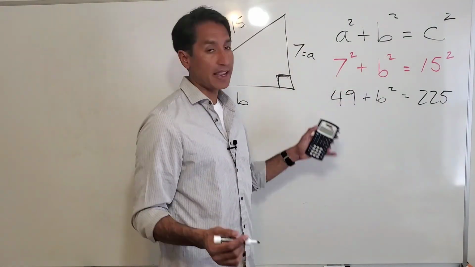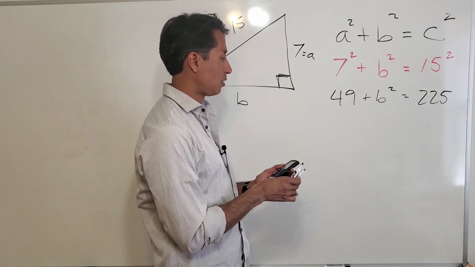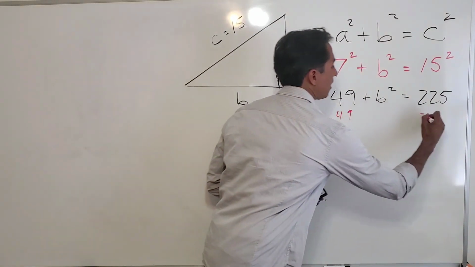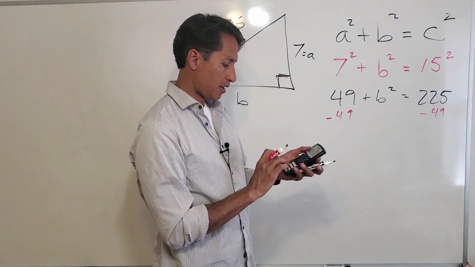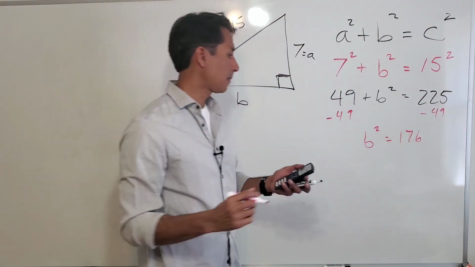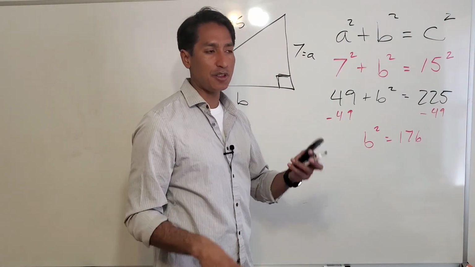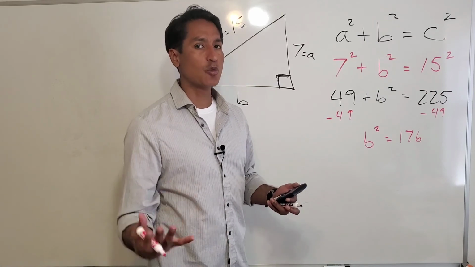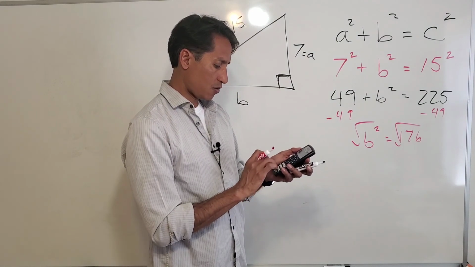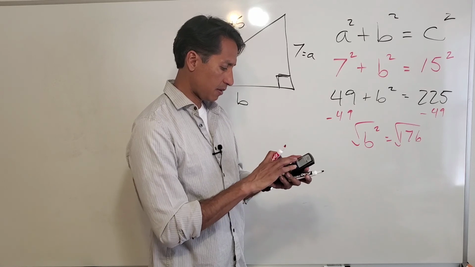Okay, so now again, numbers on one side, variables on the other. Start to determine what you're going to do. We're solving for B in this case. So I subtract 49. 225 minus 49 is 176. Now my last part is, it's B squared, so I have to do the opposite of square, which means I square root. So I square root both sides. I square root 176.